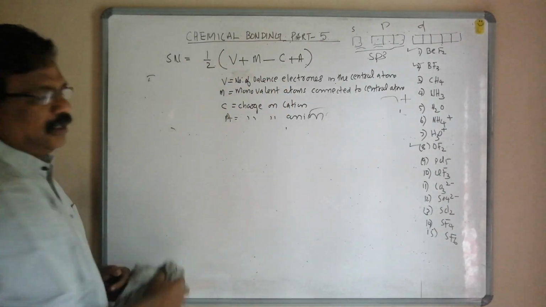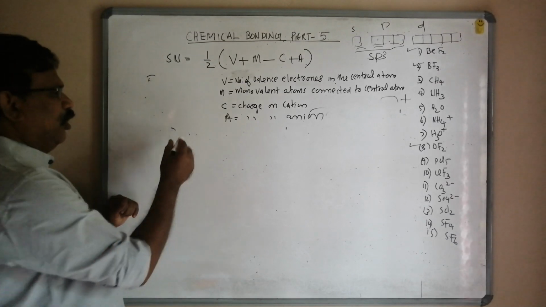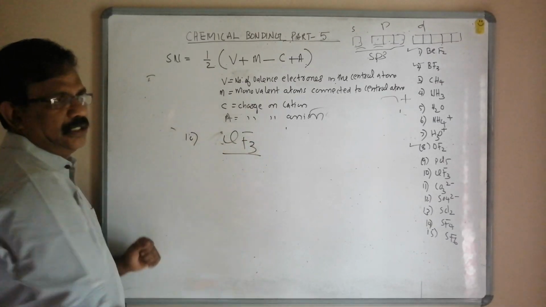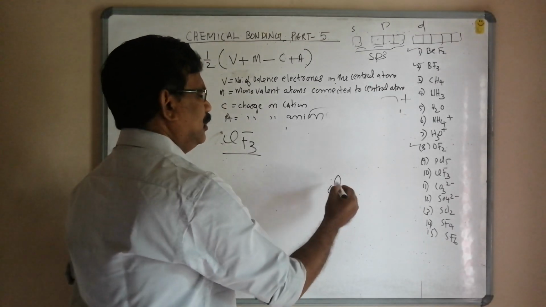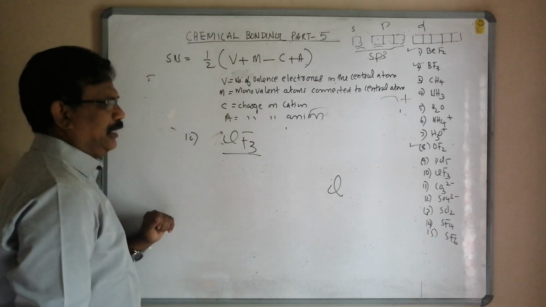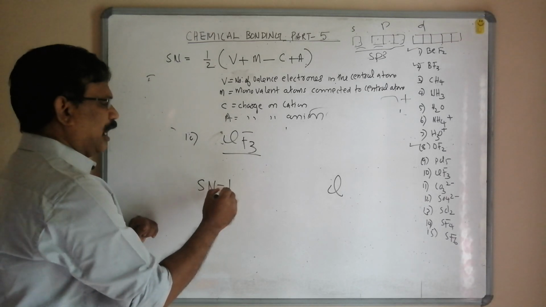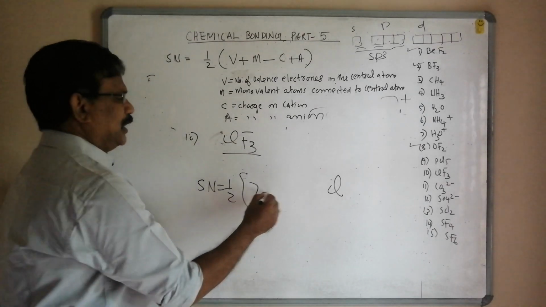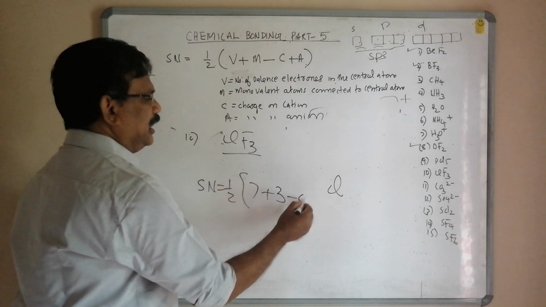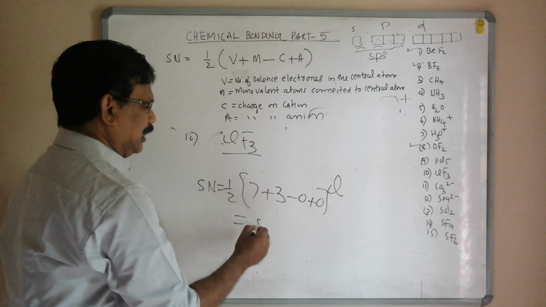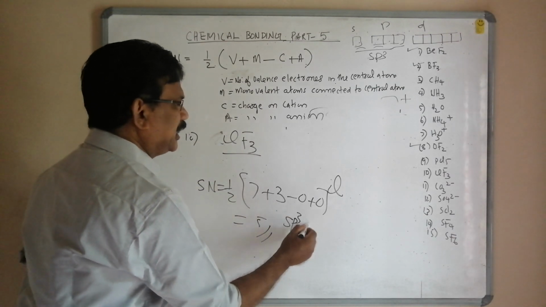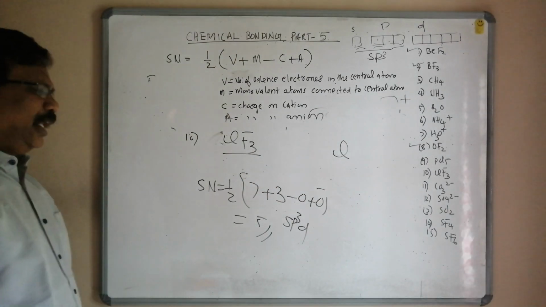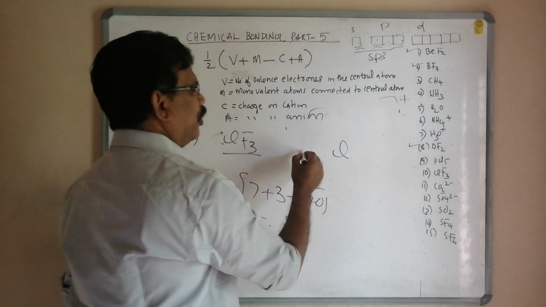ClF3, chlorine trifluoride. 10th molecule, chlorine trifluoride. Central atom chlorine. How many hybrid orbitals around the chlorine? So steric number is equal to half into: chlorine 17th group halogen, 7 electrons, plus 3 monovalent atoms, neutral minus 0 plus 0. 10 by 2 is equal to 5. So hybridization sp3d. So around chlorine 5 orbitals.